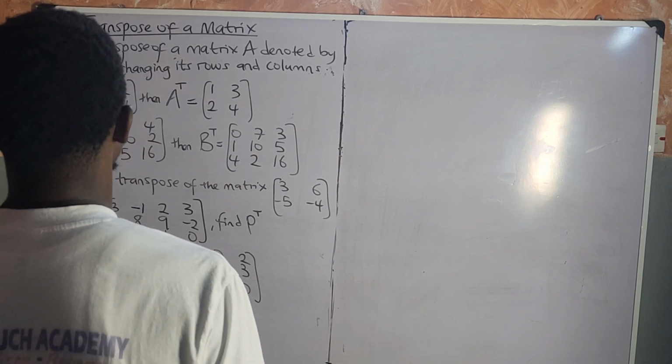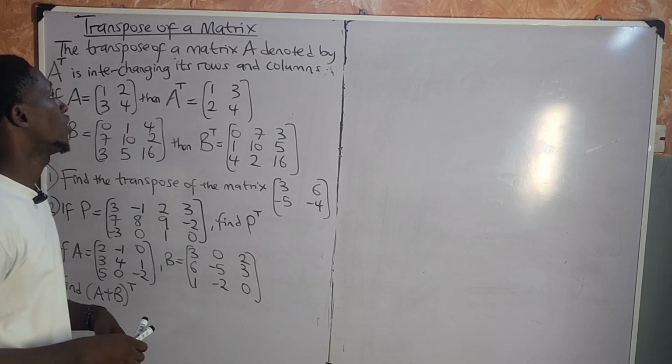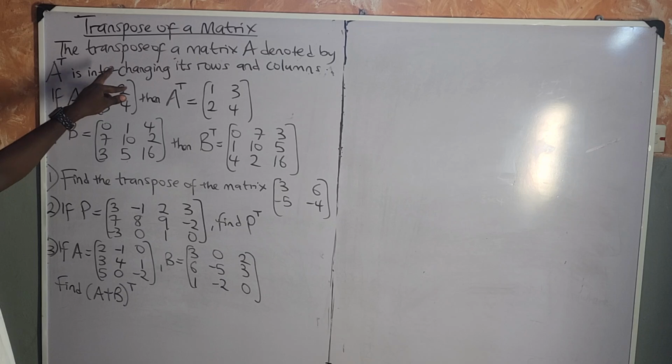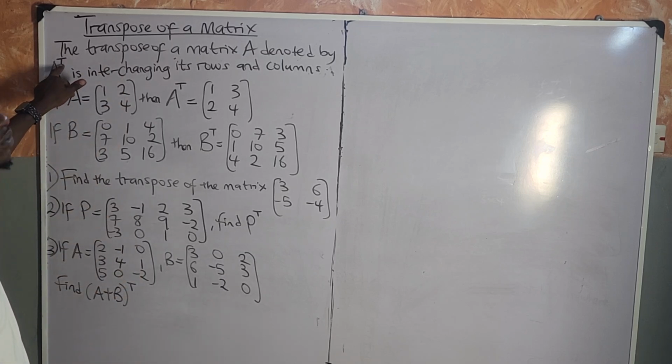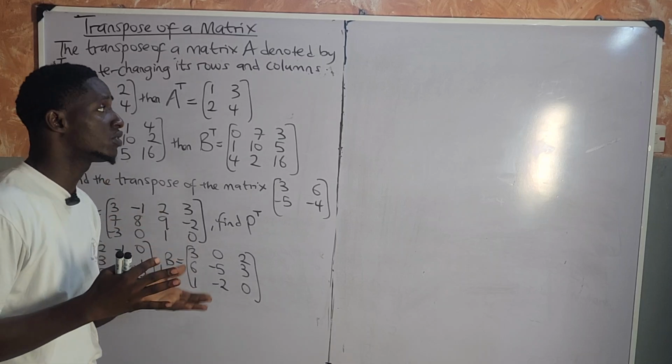Hello everyone, we are going to be looking at transpose of a matrix. The transpose of a matrix, let's say matrix A, denoted by A raised to the power of T, so this is A transpose, is interchanging its rows and columns.